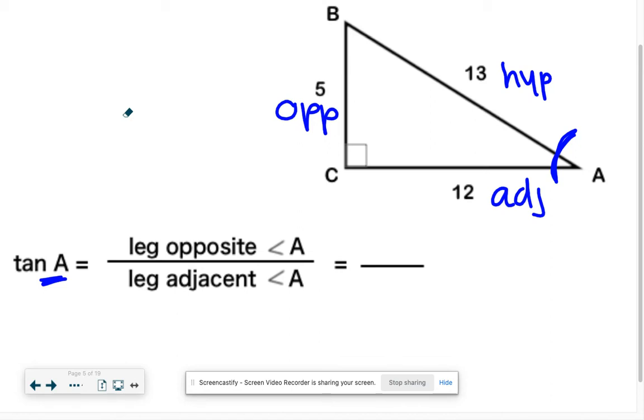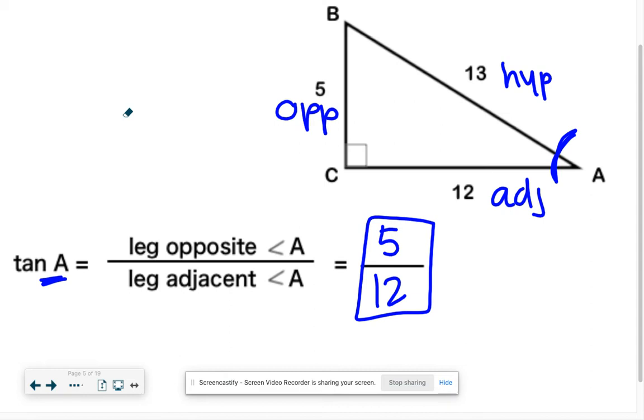Now once you've labeled your triangle, this part's easy. Your tangent is your opposite leg over your adjacent leg. What did we label as our opposite leg? 5. And what's our adjacent? 12. Done. That's all they wanted. 5 over 12. Well, can we reduce 5 over 12? No, that's it. We're done. They just wanted it as a fraction.